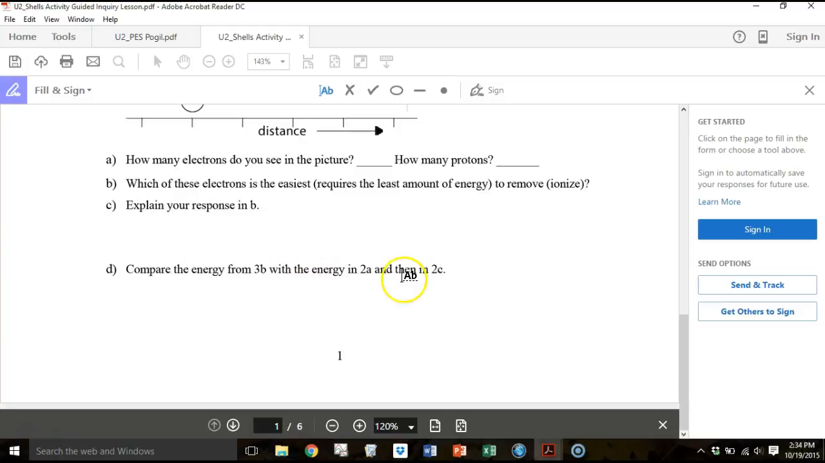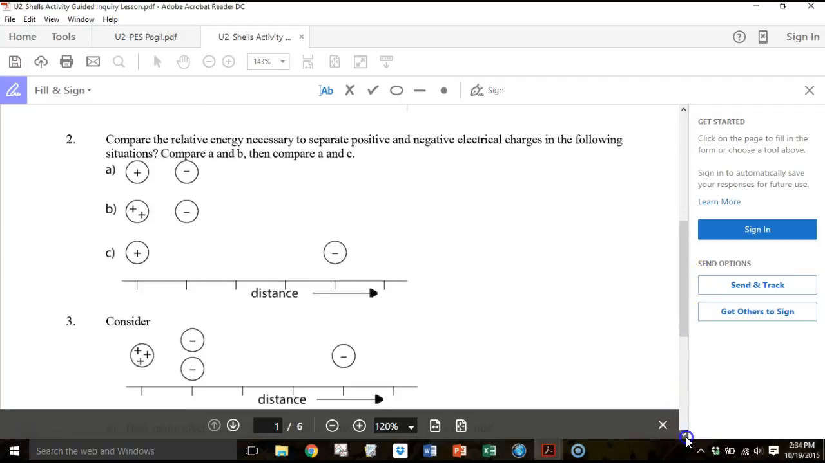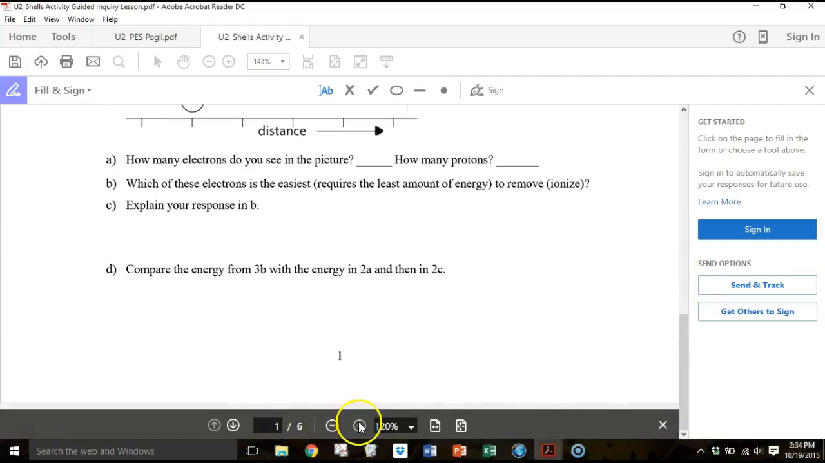If we look at, it's not letting me go to the next page. That's helpful. Oh, there we go.